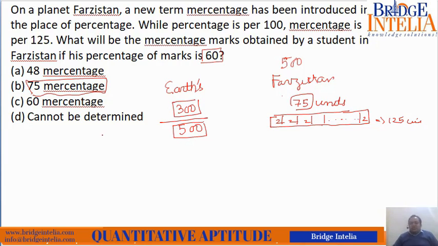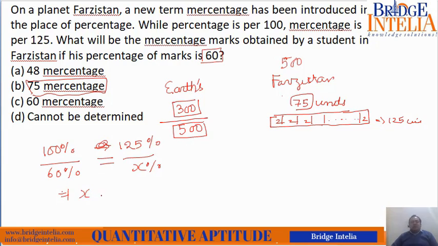But what can be the shortcut? The shortcut can be if 100% is written as 125%, because something which is 100% on Earth is 125% on that planet. So something which is 60% on Earth is equivalent to what percent on the other planet. So this proportionality will be maintained. So if you solve from here, x comes out to be 125 into 60 divided by 100. So 5 by 4. So 15 fives are 75. Same answer. But this time you can do it quickly.